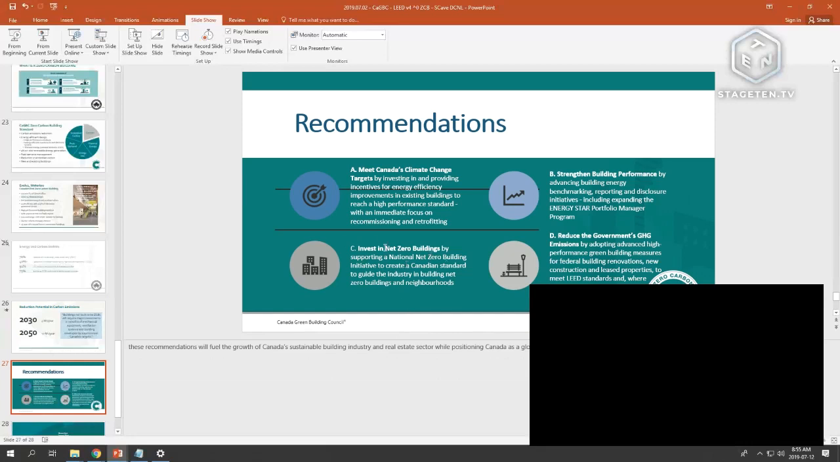Invest in net zero buildings, develop net zero buildings. Basically this standard was created. It's the only one in the world, actually, that relies on carbon as a metric.